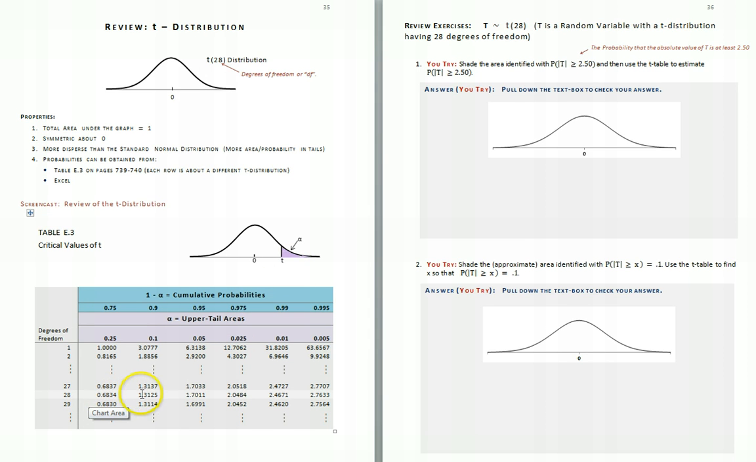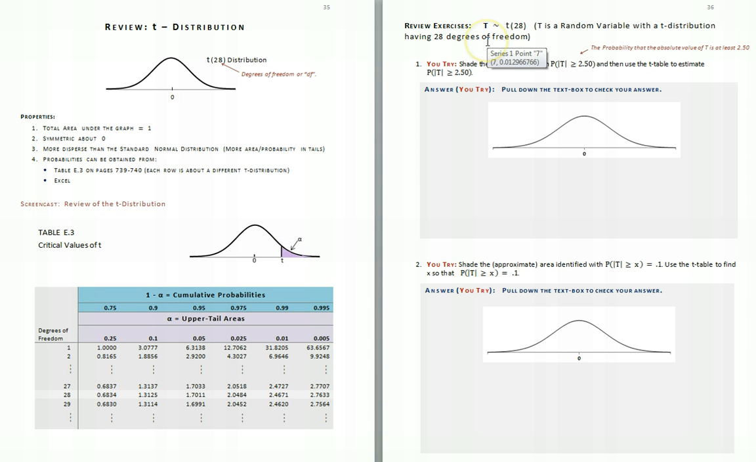Going a little further down that 28 degrees of freedom row, let's pick a value here of 2.0484. To the right of the t-value 2.0484, so this t-value here would be 2.0484, to the right of that value would be a probability of 0.025. So there would be 0.025 area indicated by that. I think that's a purple color.